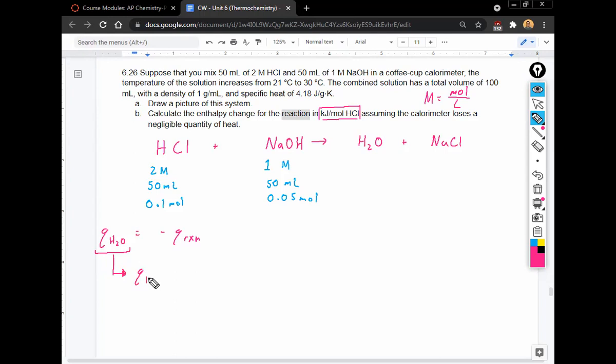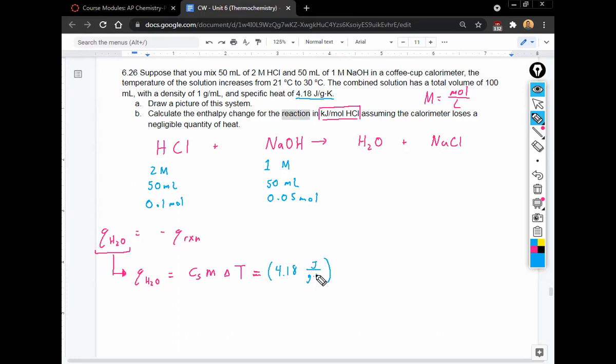So for the heat absorbed by the water, we have to use the specific heat, the mass, and the delta T. We can just start plugging in our values. Let's look at specific heat. What is the specific heat of the solution inside the calorimeter? Yeah, it tells you right here, 4.18. So we're going to plug that in: 4.18 joules per gram Kelvin.